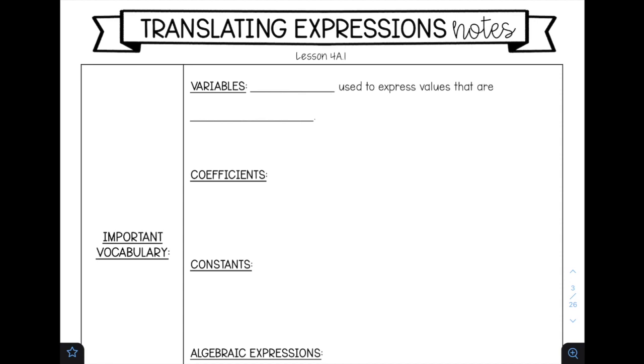So variables are symbols used to express values that are unknown. So values you do not know, you're going to use variables. So we use letters most of the time, like X, Y, T, S, etc.